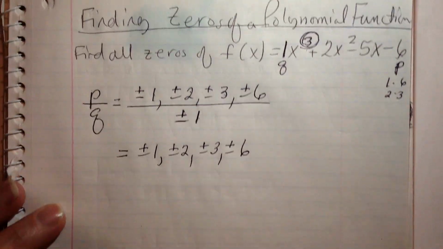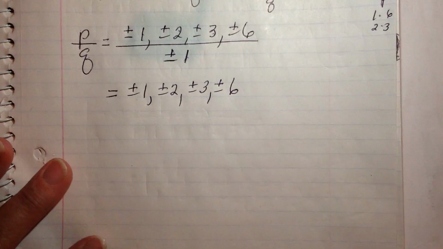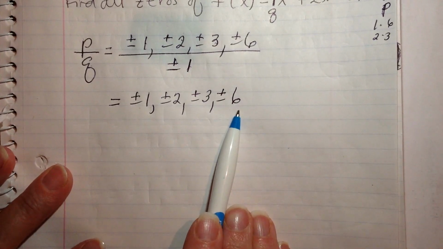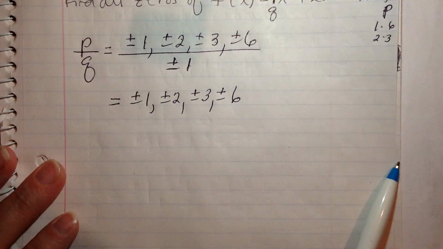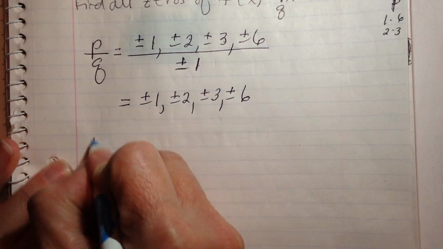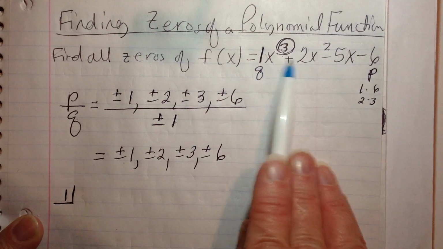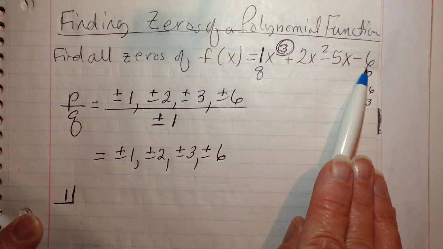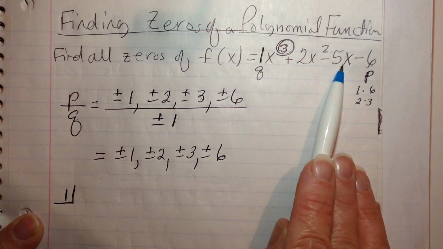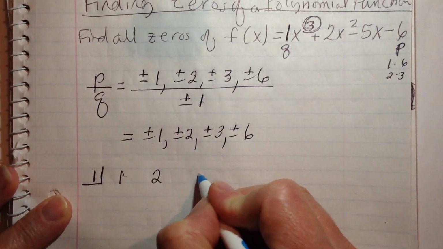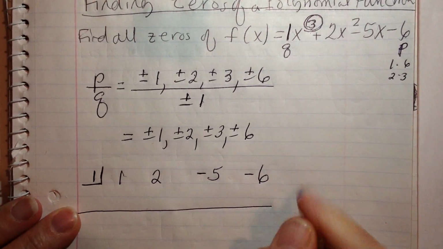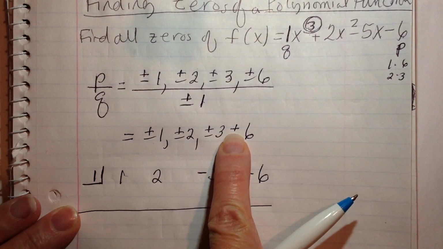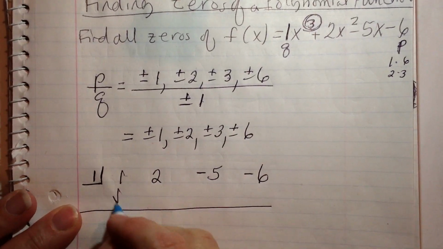Okay? So, to start testing to see which of these are zeros, we must choose one of these numbers and run it through synthetic division. So I'm going to start with positive 1. If I start with positive 1, I will pull down my coefficients in descending order for synthetic division. I am in descending order, so I have 1, 2, -5, and -6. So what I'm trying to determine is which one of these is a 0. So I'm going to test 1 first. So let's pull down 1.